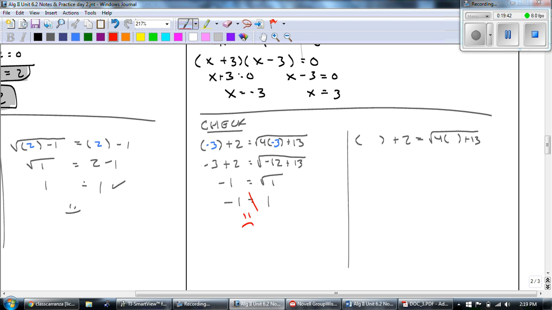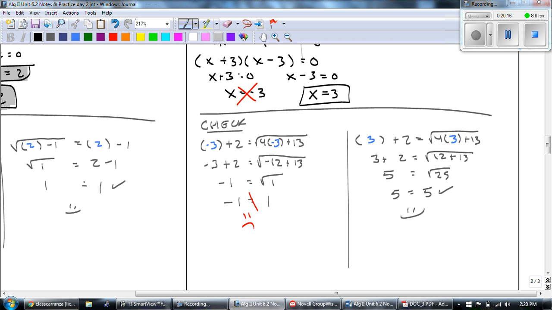So negative 3 does not work. Let's check our other one. So now I'm going to check positive 3. We get 3 plus 2, which is 5. On the right side, I have 4 times 3, which is 12. 12 plus 13 is 25, and the square root of 25 is 5. So my answer, I'm going to write it a little bit nicer since I wrote that really fast, is x equals 3.